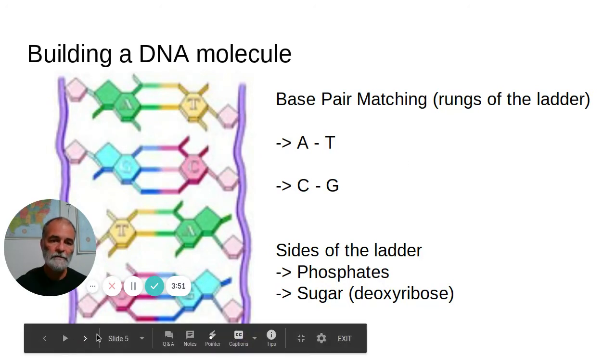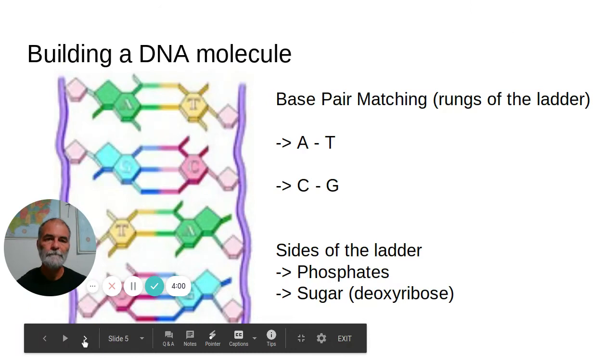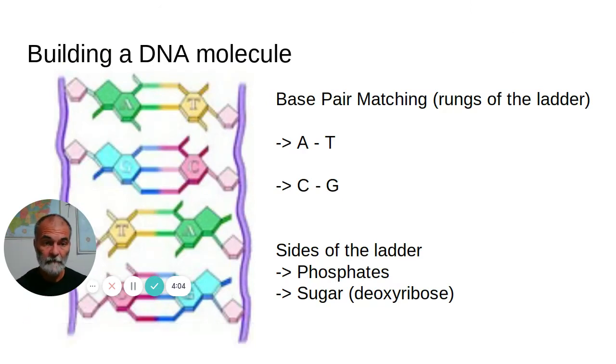So when it comes to actually looking at DNA and the shape of DNA, it is made up of sides of the ladder, which are the phosphates and sugar. And by the way, that's deoxyribose. That's what the sugar is in DNA. See the "ose" part, like glucose and fructose and lactose. That's the sugar in milk, while deoxyribose is the sugar inside of DNA.